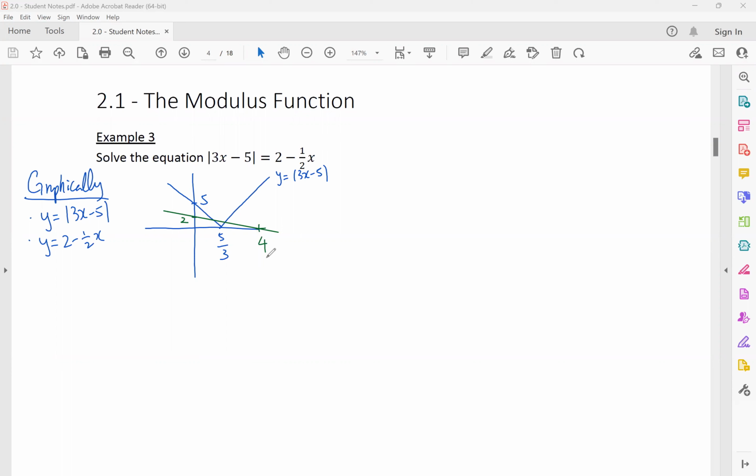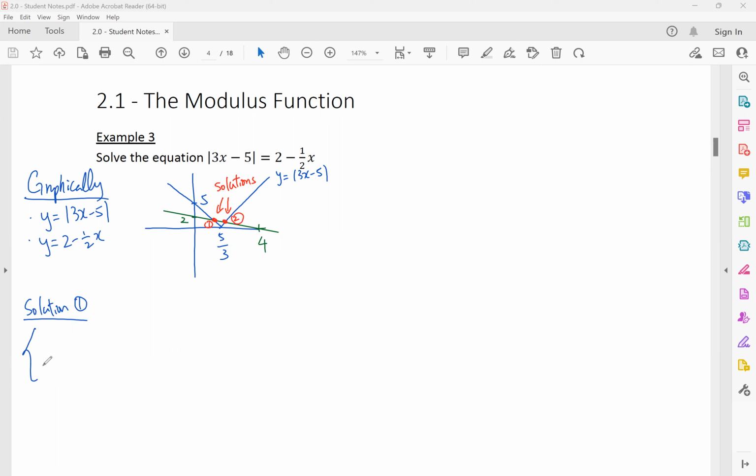So when we say equal, graphically it means where the two graphs intersect. So these two are the solutions to the equation. Right, so how do we do it then? Well, to work out the solutions, we can work out the simultaneous equations. Let's call this solution 1 and solution 2.